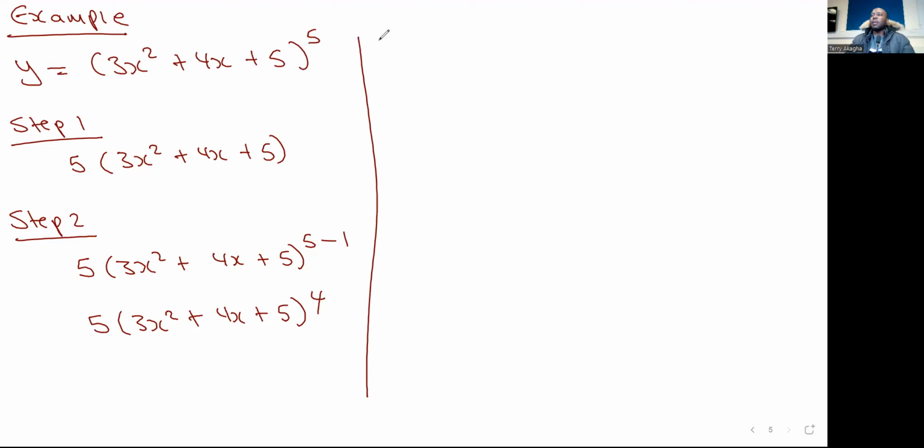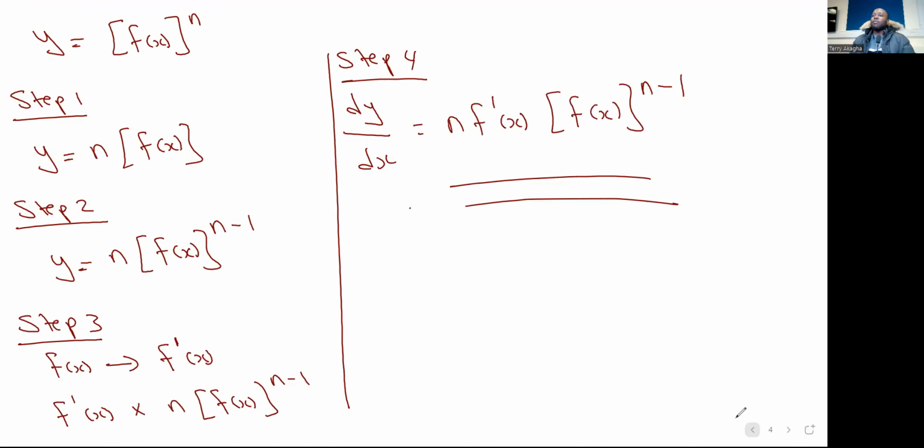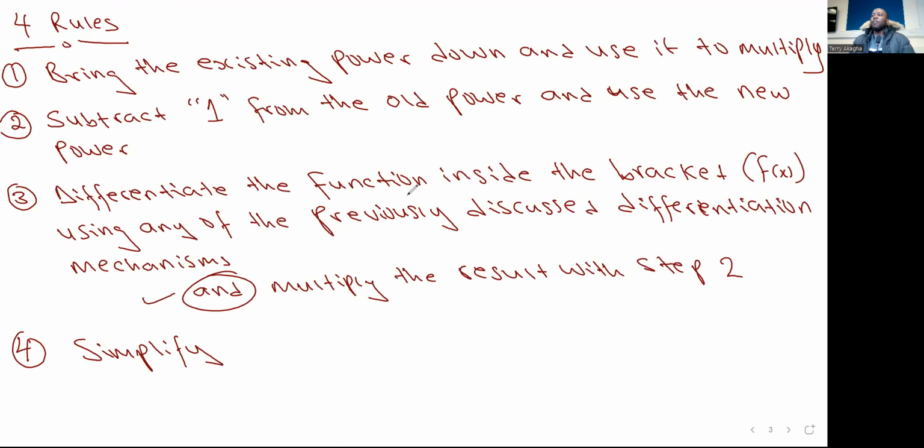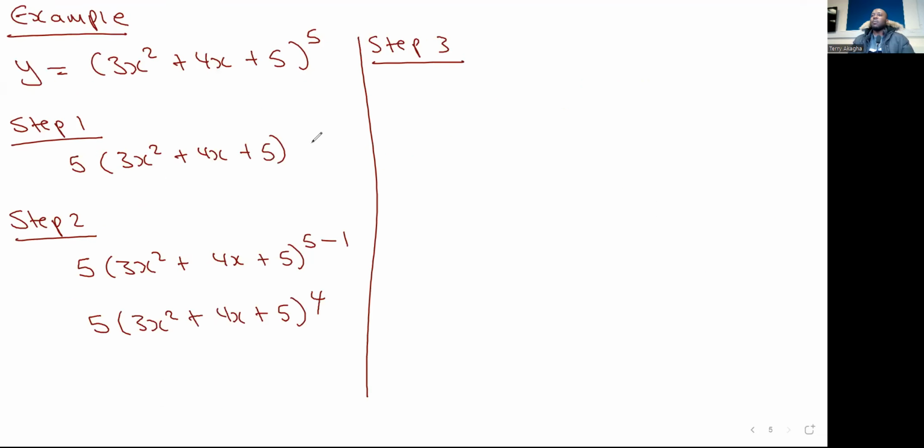Now, the next part, step 3. We have to differentiate the function inside the bracket. So let's go. What is inside the bracket? We have 3x squared plus 4x plus 5. And when you differentiate this, apply the power rule. It will be 2 times 3. So please, if you've not looked at my video on how to differentiate using the power rule, please go back and have a look. So 3 times 2 will give you 6x.